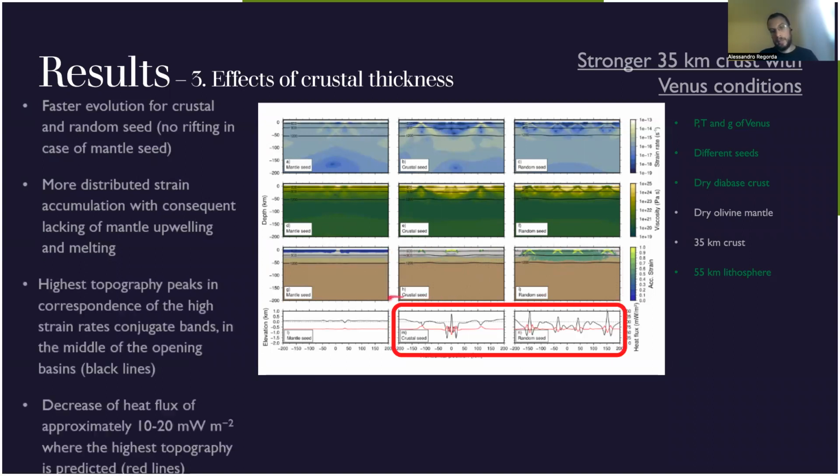The topography, for these two cases, is almost absent in the case of the mantle seed, but for these cases, the topography is a little bit different from what we observe for the Earth. The black line is the topography, and we can see that there is some basin, but in the middle of the basin, there is a peak of topography. Also for the random seed. This peak is in correspondence of the higher accumulation of strain. And in correspondence of this peak of topography, there is a decrease of the heat fluxes. The heat fluxes are in the red lines, and the decrease of the heat fluxes in this portion is about 10 to 20 milliwatt per meter square.